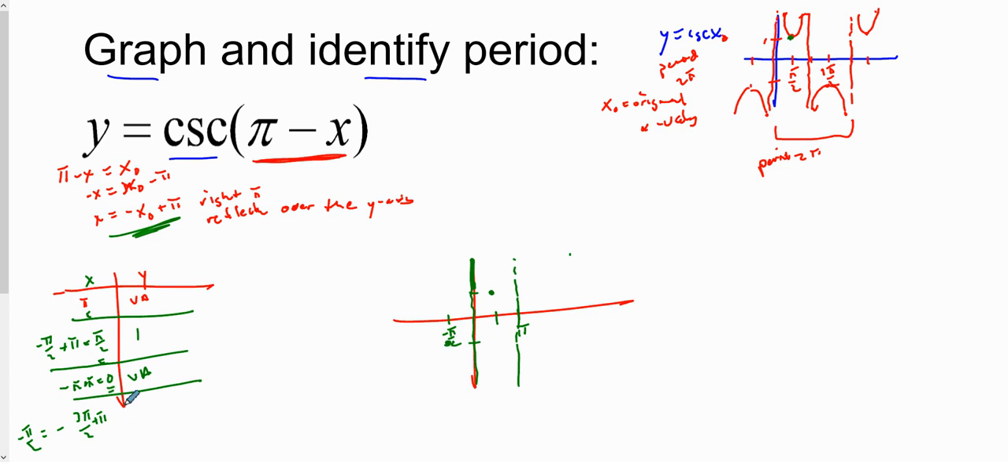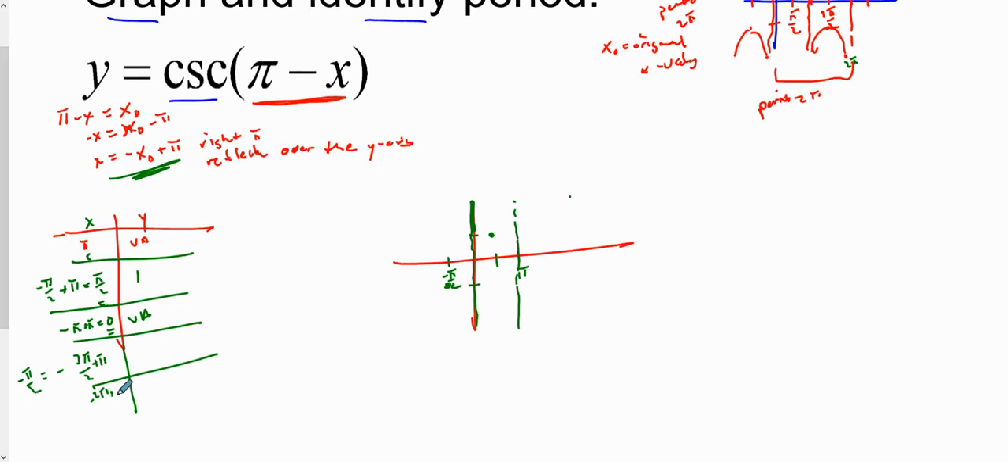And finally, I guess I can guess what this last one's going to be. So we plug in 2 pi, which is right there. 2 pi, negative pi, it's going to be negative 2 pi plus pi. That's going to give me negative pi. That's going to be my vertical asymptote, the last one. So right there, all right, negative pi.